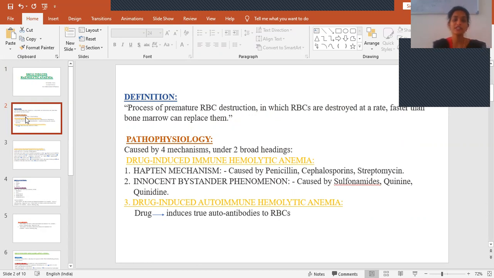that we call drug-induced hemolytic anemia. So the definition is: this is a process of premature RBC destruction in which RBCs are destroyed at a rate faster than bone marrow can replace them. That means the rate at which red blood cells are getting broken down or destroyed is more compared to the rate at which new red blood cells are produced. So that we call hemolytic anemia, drug-induced hemolytic anemia.